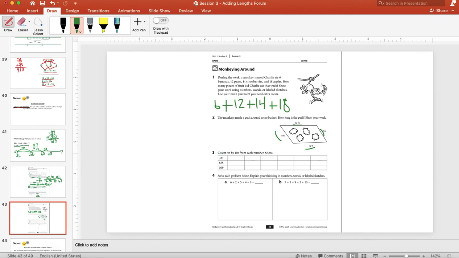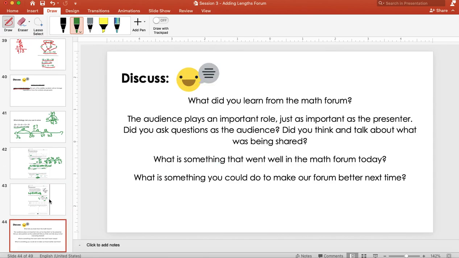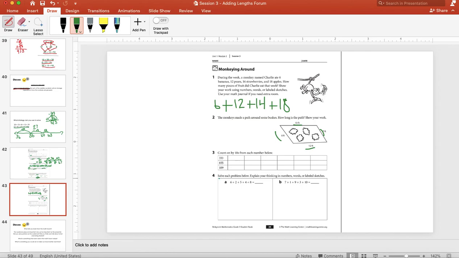Number 3, count on by tens from each number below. So you're just going to fill in these boxes, counting on by tens. And then number 4, you're going to solve each problem below. Explain your thinking in numbers, words, or labeled sketches. So again, you're going to want to group those numbers together. Okay, and remember that it doesn't matter which numbers you put together, you will still find the same answer.